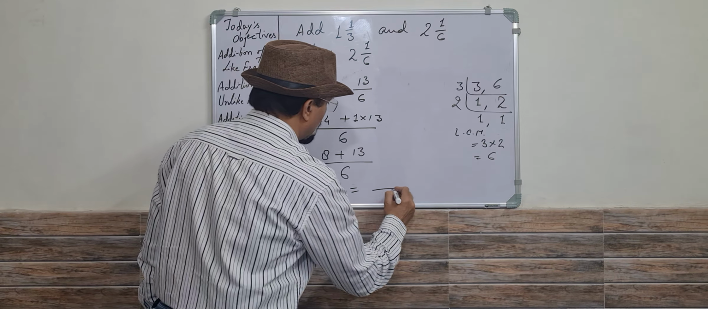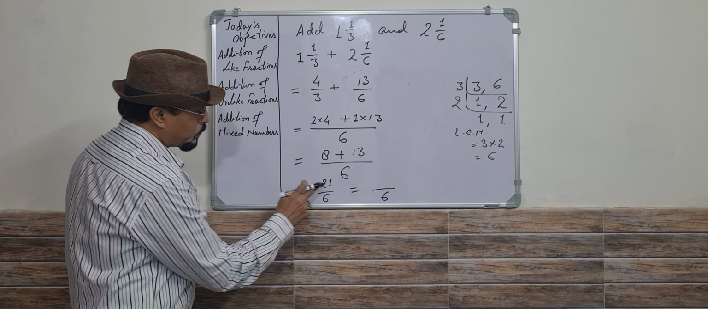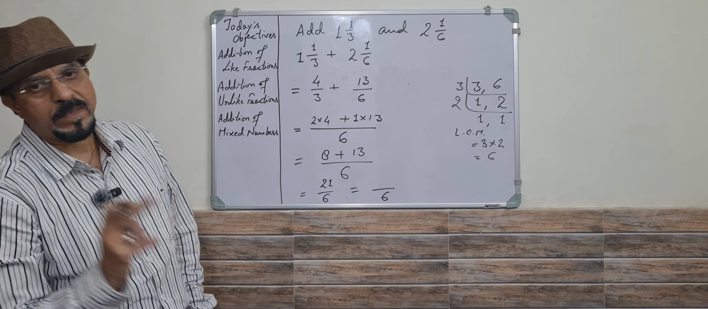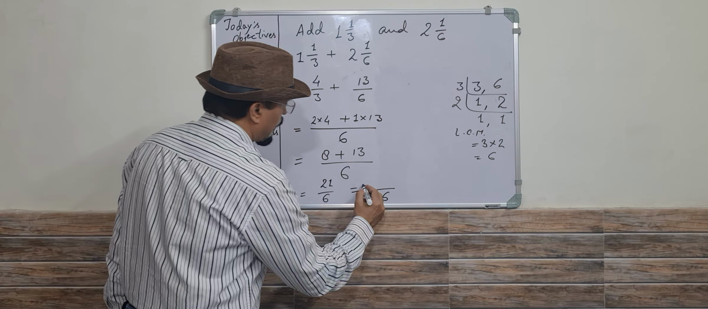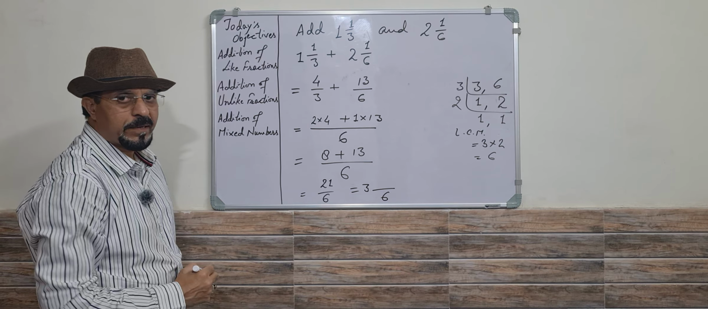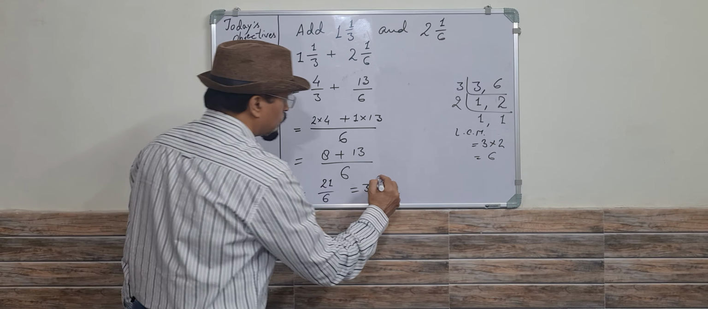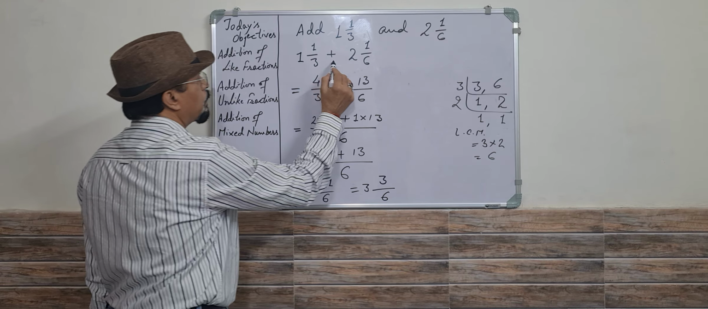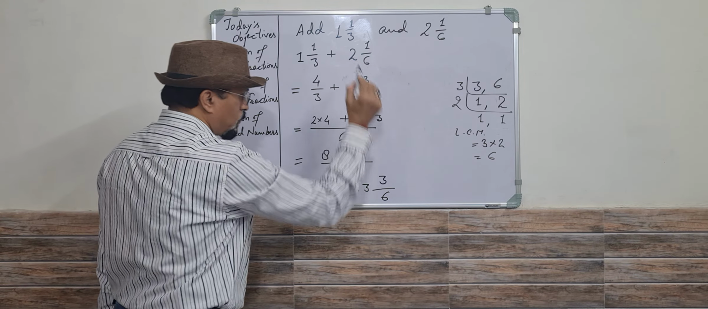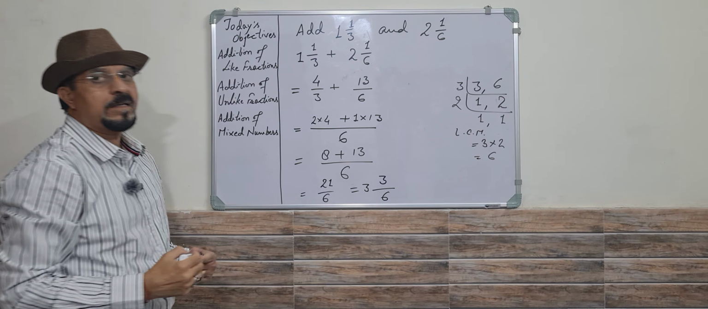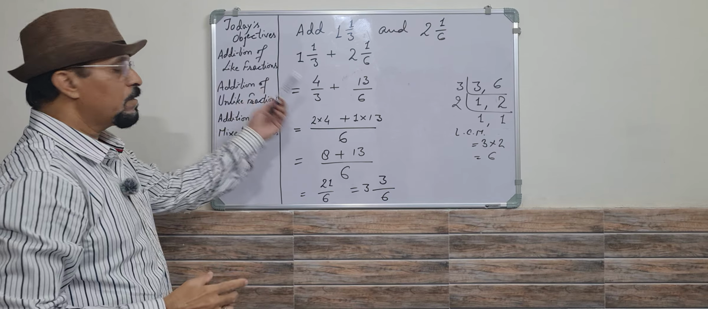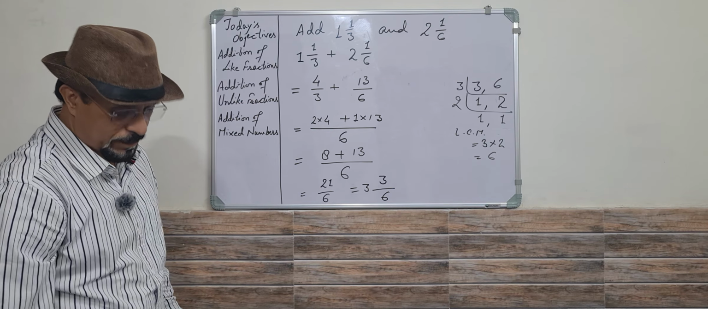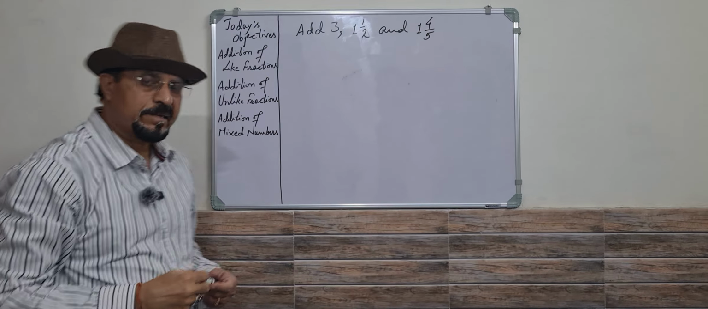So what you'll do, you will divide 21 by 6. So 6 3s are 18. The quotient will come here. The remainder is 3. So this will come here. So 1 whole number 1 by 3 plus 2 whole number 1 by 6 is equal to 3 whole number 3 by 6. This is the final answer. Now let us take another example.